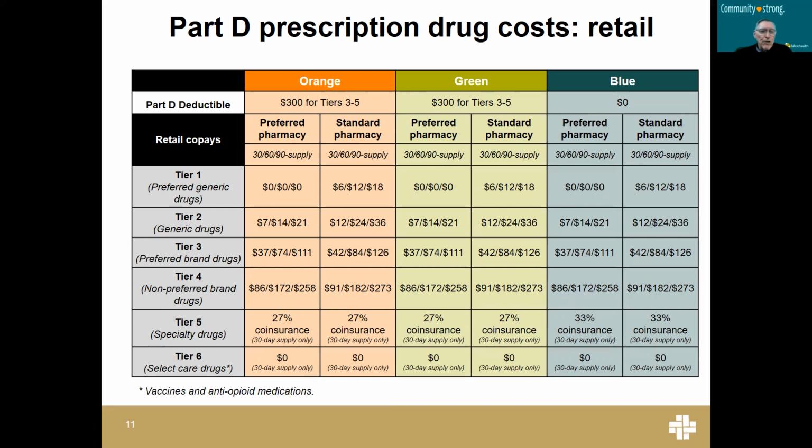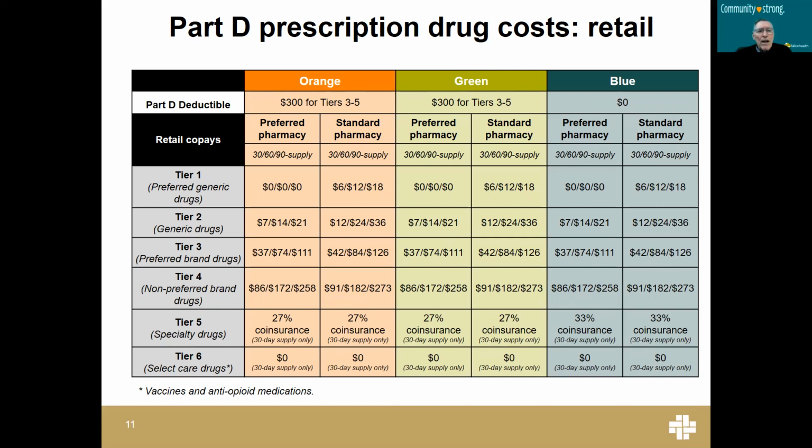When you use the retail option, you do pay for each month that you have a prescription. So if it's a 30, 60, or 90, your copayments are going to be, for instance, on a tier 2, either $7, $14, or $21 for the preferred pharmacy, or $12, $24, $36 on a standard pharmacy. So there are some savings that you can appreciate if you utilize the preferred pharmacy network.